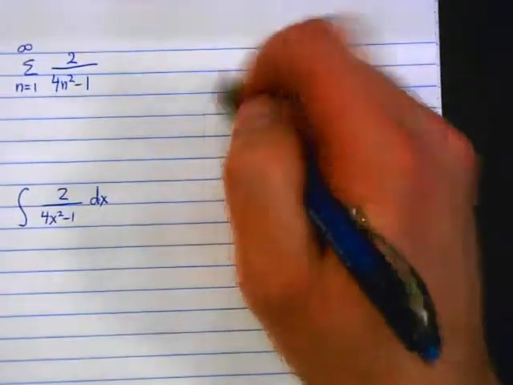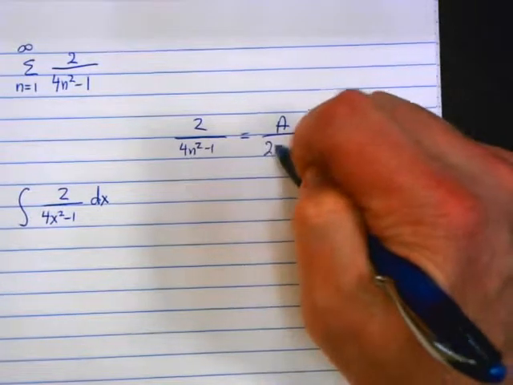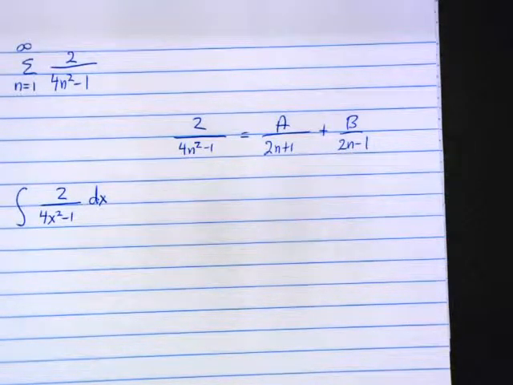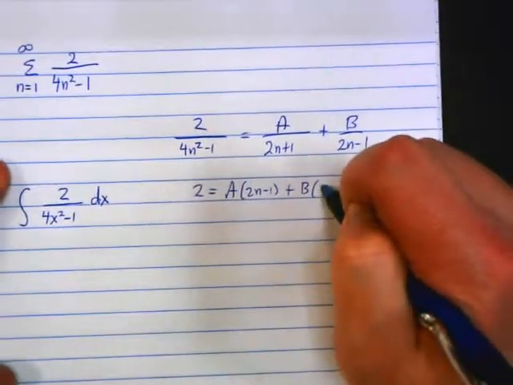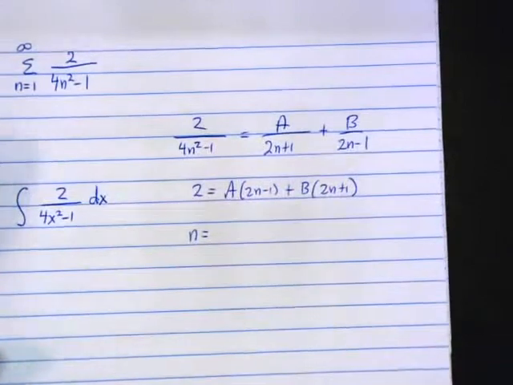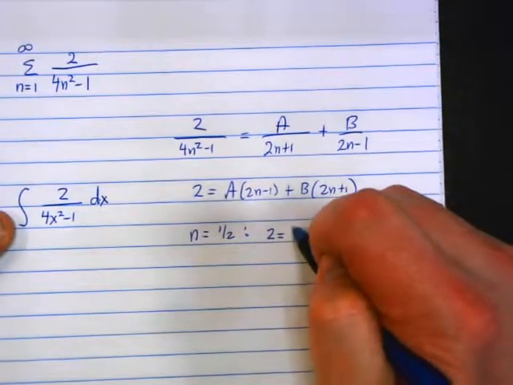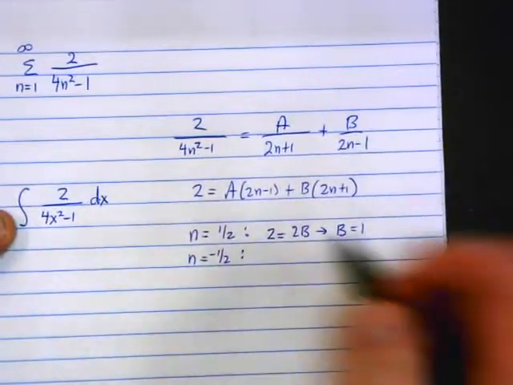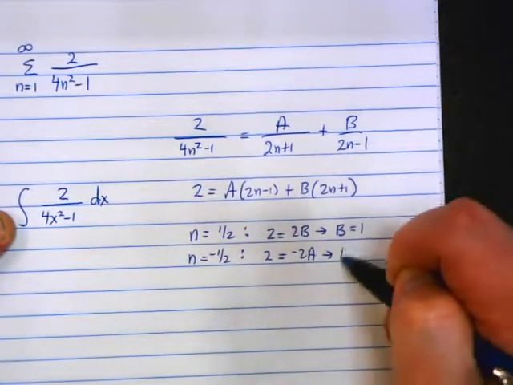Well, let's see. 2 over 4n squared minus 1. That's going to be a over 2n plus 1 plus b over 2n minus 1. Clear my fractions. 2 equals a times 2n minus 1 plus b times 2n plus 1. What's one of my favorite numbers in the whole wide world to plug in? 1/2. When I plug in 1/2, I get 2 equals 2b. So b is 1. My other favorite number in the whole wide world? -1/2. I get 2 equals -2a. So a is -1.